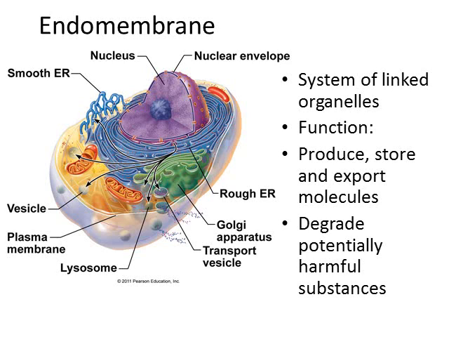Okay, next, this is not necessarily a single organelle, but this is what's called the endomembrane, which is a system of linked organelles. Okay, the main function of this endomembrane is to produce, store, and export molecules. So for example, we start with creating a protein inside the nucleus.